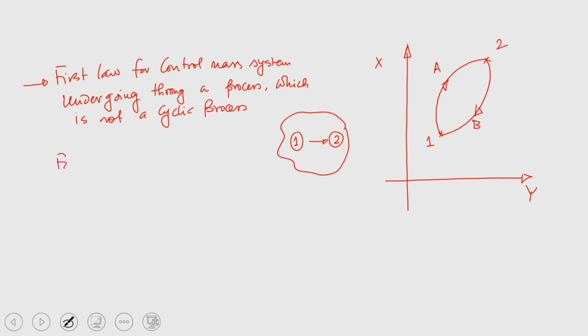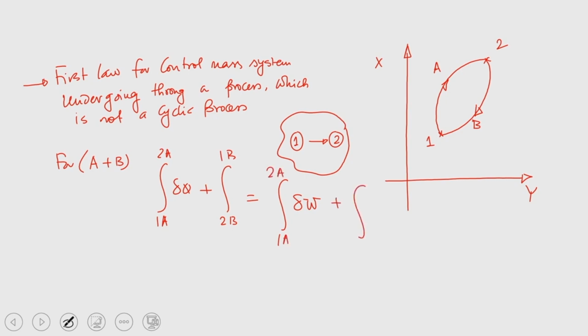Now, if we write this for the path process A plus B, we can write: integral of del Q from 1A to 2A plus integral of del Q from 2B to 1B equals integral of del W from 1A to 2A plus integral of del W from 2B to 1B, right. So, that is what we are writing.